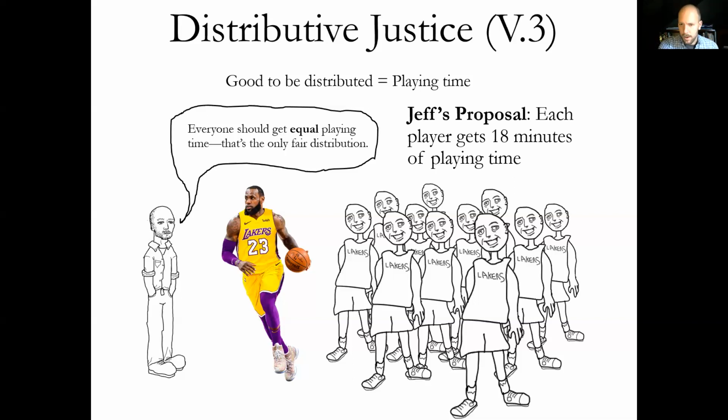So that guy standing out front with the goofy smile on his face, he gets 18 minutes. The guy standing back with the goofy smile, he gets 18 minutes. The guy standing to the right with the goofy smile, he gets 18 minutes. I get 18 minutes. LeBron James gets 18 minutes. Everybody gets equal playing time, right? What's wrong with my proposal?